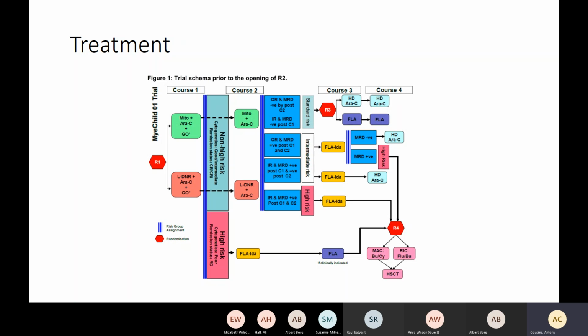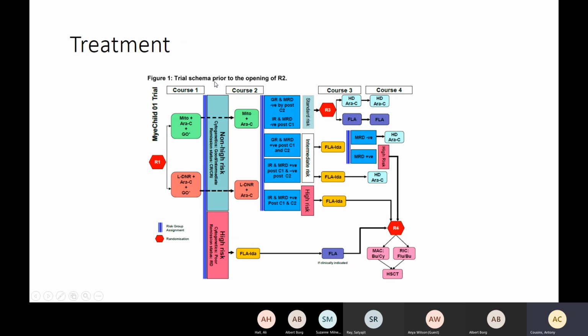And this is our current treatment schema on the MyChild trial. So we start off with MA, so mitoxantrone and cytarabine, plus the gemtuzumab, the antibody therapy that we're trying to find the right dosing regimen for.